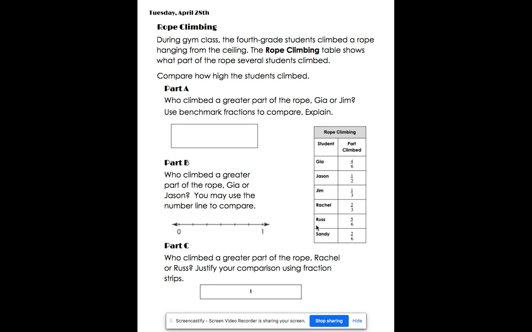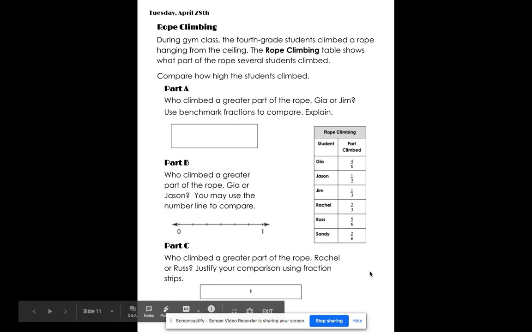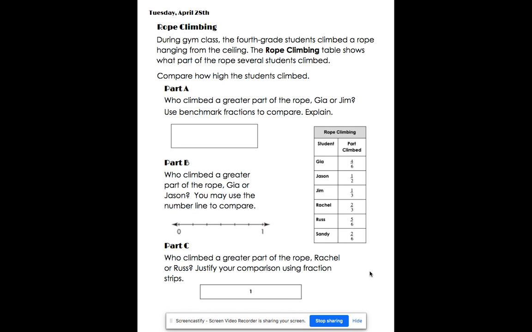So if you see over here, you have a rope climbing chart. You have several different students. So you have Gia, Jason, Jim, Rachel, Russ, and Sandy. Now, they all climbed a different fraction of the rope. So they had the same whole, which was the rope. All their rope was the same length, but they all climbed to a different height. Okay, that's where all the different fractions are coming from.